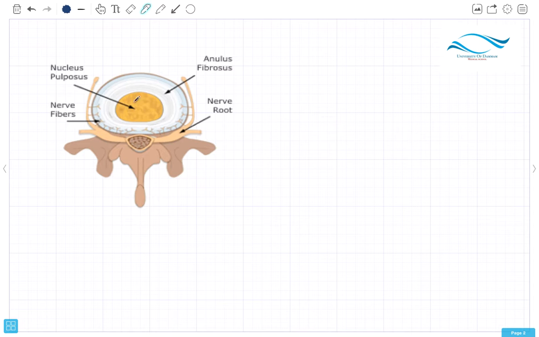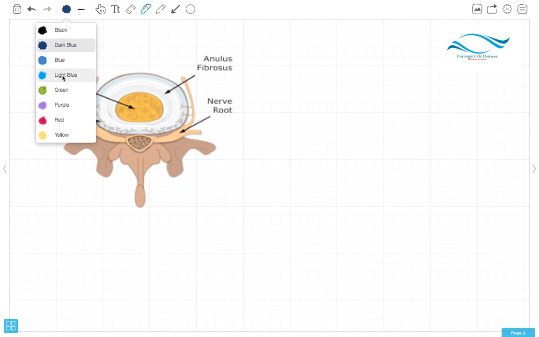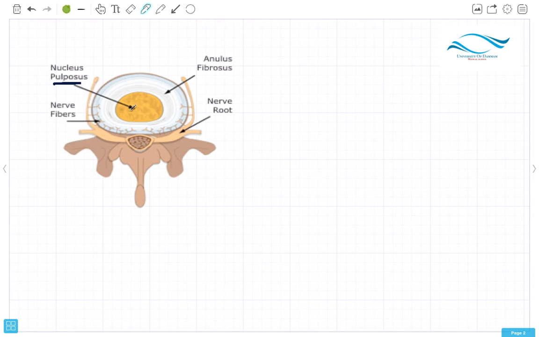The interior part we call the nucleus pulposus, and it is actually a jelly-like material. This color is very dark. It is a jelly-like material, which is the nucleus pulposus. Then we have the exterior part, we call it the annulus fibrosus. It is a fiber, it is tough.